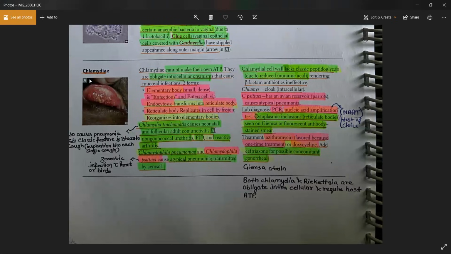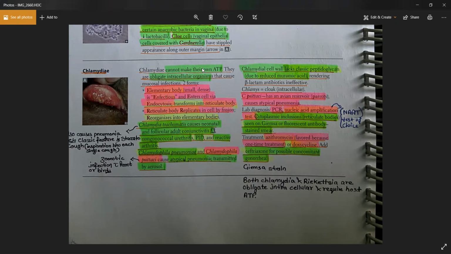Okay, then comes the chlamydia. And you need to know that chlamydia exists only intracellularly, because it is an obligate intracellular organism. They require the host ATP for their survival, because they cannot make their own ATP. And you need to know, apart from chlamydia, rickettsia is also obligate intracellular, because just like chlamydia, they depend upon the host ATP for their survival.